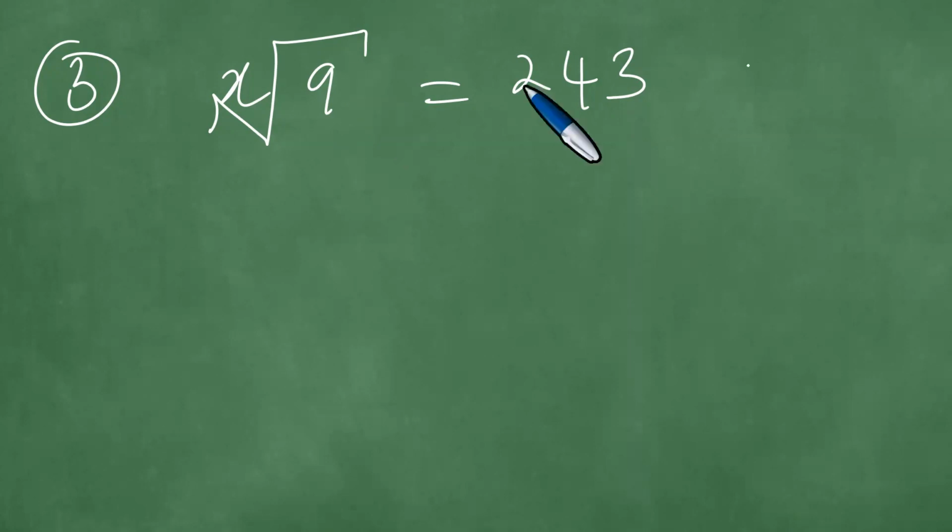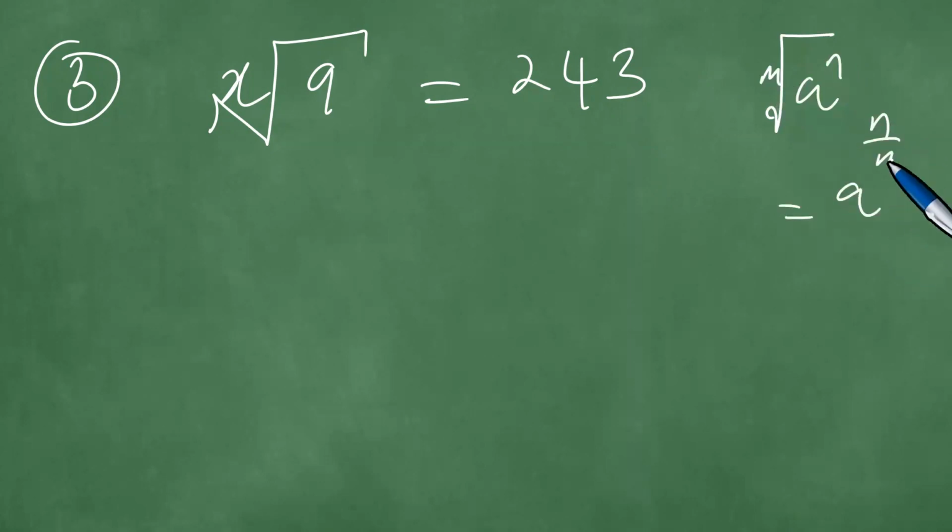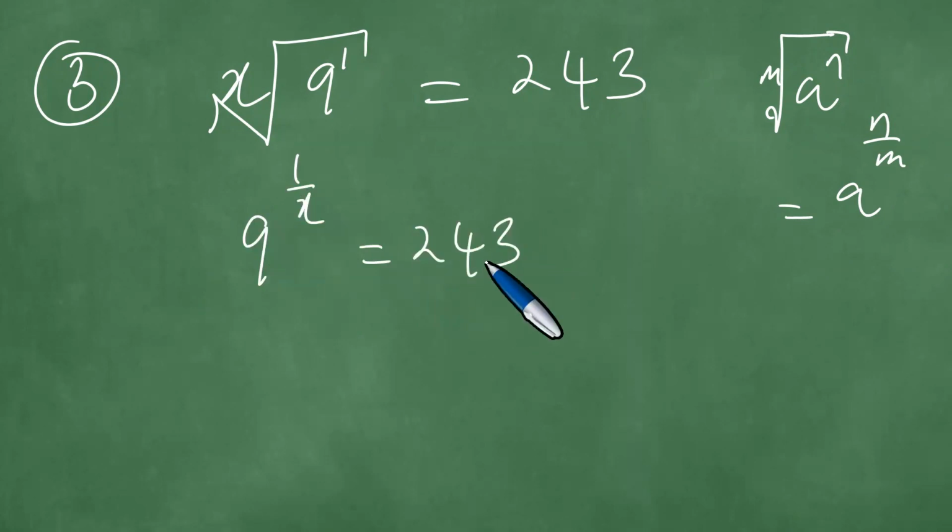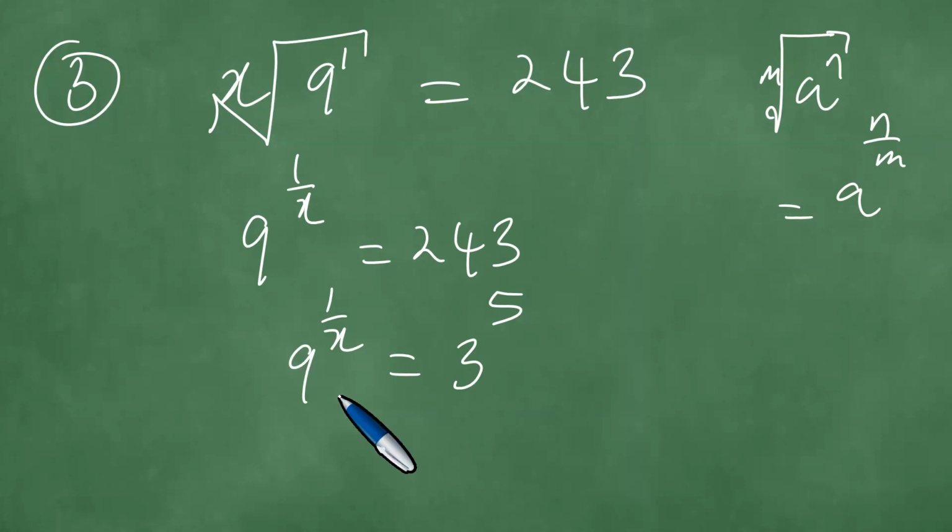The first step is to use the law of exponents, because if you have a to the power n, then m here, it is a to the power n over m. So here, the x root of 9 is 9 to the power 1 over x, which is 243. The number 243 is the same as 3 to the fifth power.